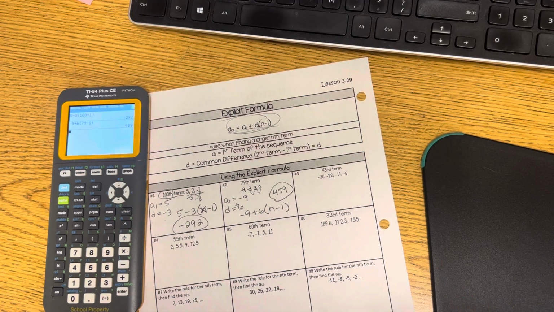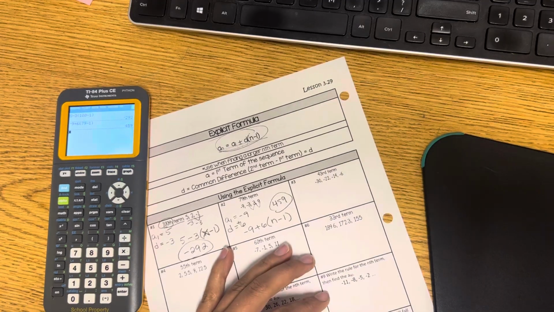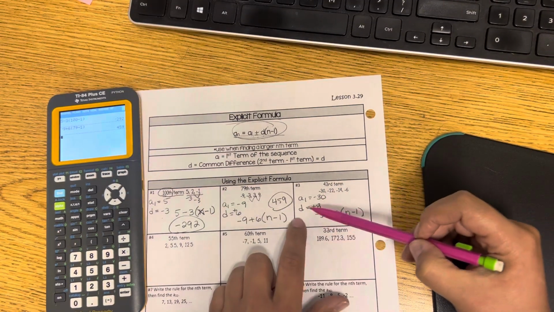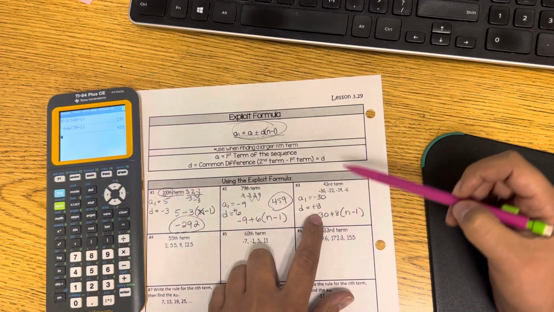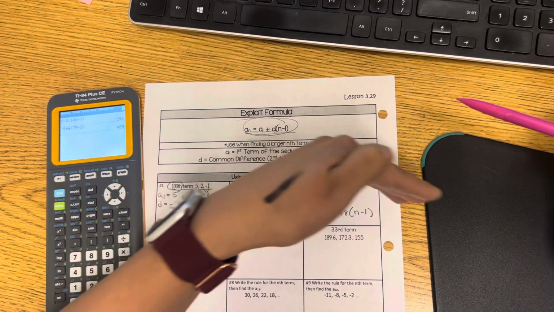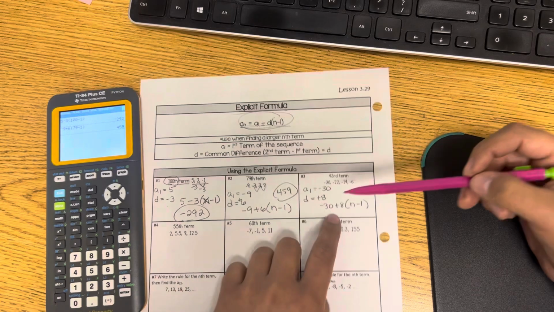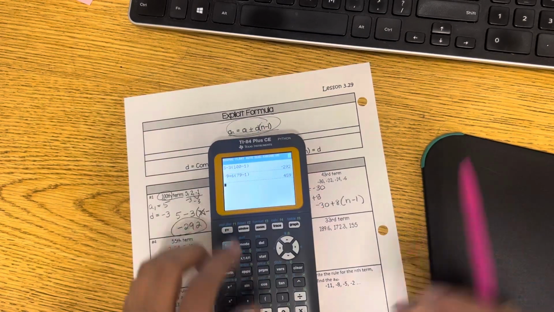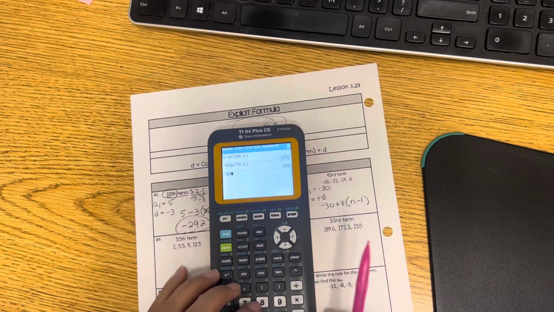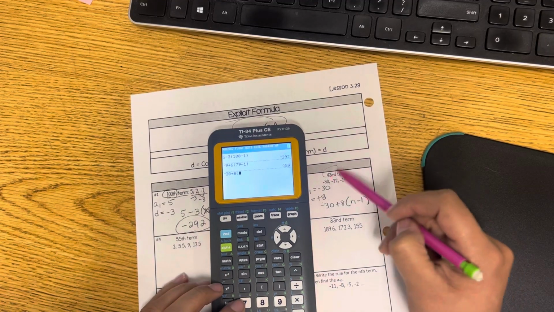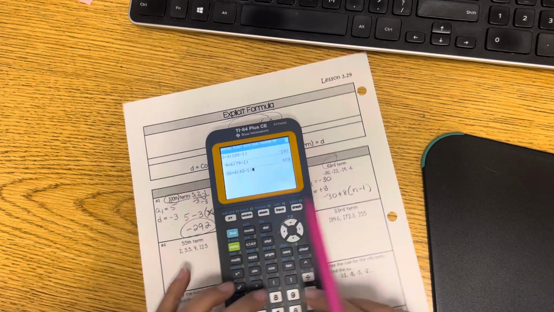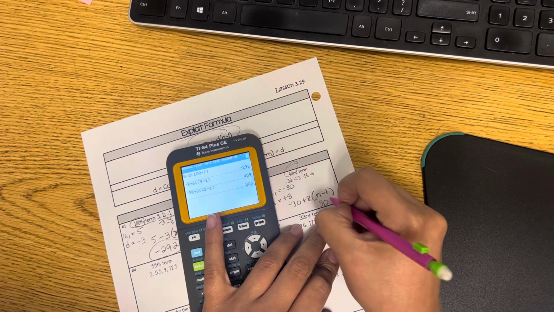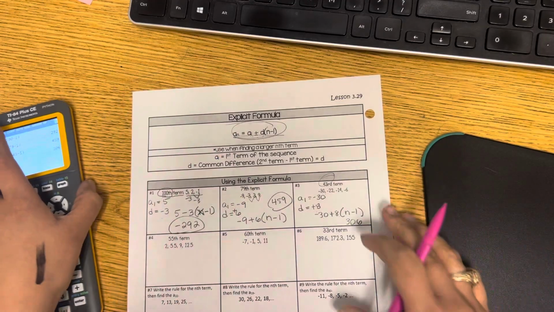If you're back, that means you've answered number 3, which means you should have found your first term as -30 and your common difference as adding 8, even though negatives were involved, but I was getting smaller negatives, so that's actually addition. So you should have written -30 plus 8, parentheses n minus 1, and all you do is type in -30 plus 8, parentheses 43 minus 1, because it's asking for the 43rd term. So then I got 306. Any questions there? All right.